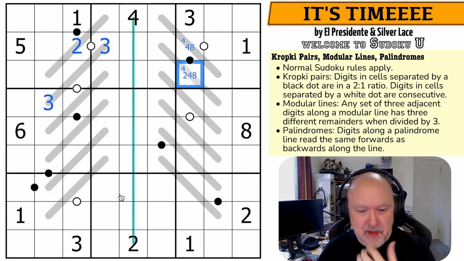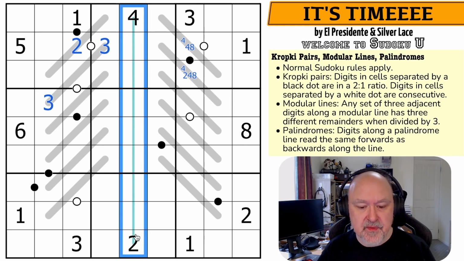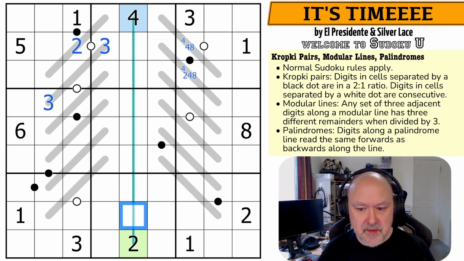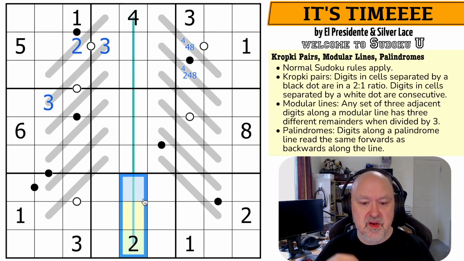Now, I should start with the modular line, because one of the things I'm going to do with the modular line is color. I'm going to color this green, this yellow, and this blue. And why is that important? Because I'm going to use these colors to determine these are one of each. I kind of know which ones they are, but I'm trying to explain a concept here. These are one of each modulus when divided by 3.